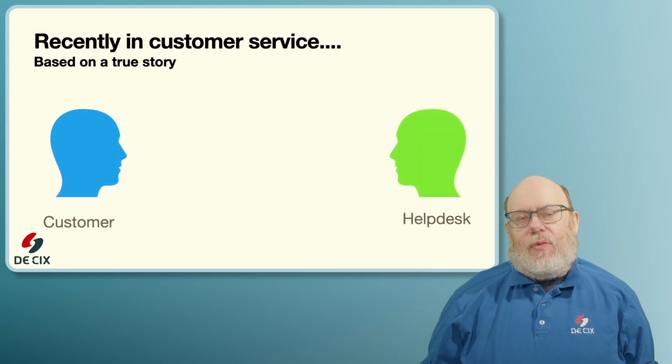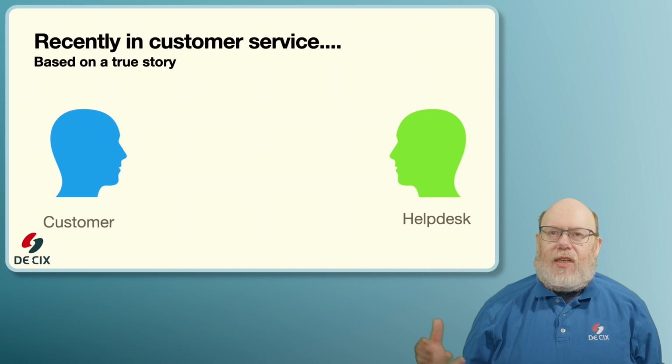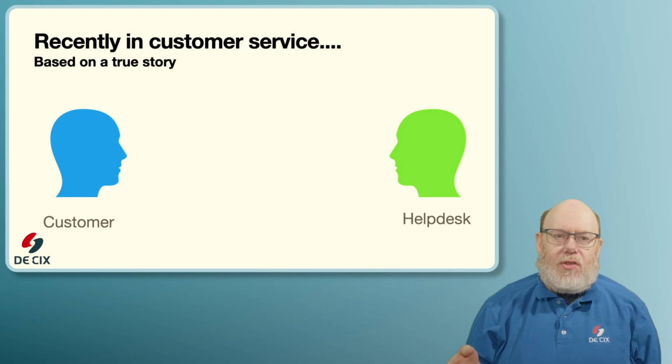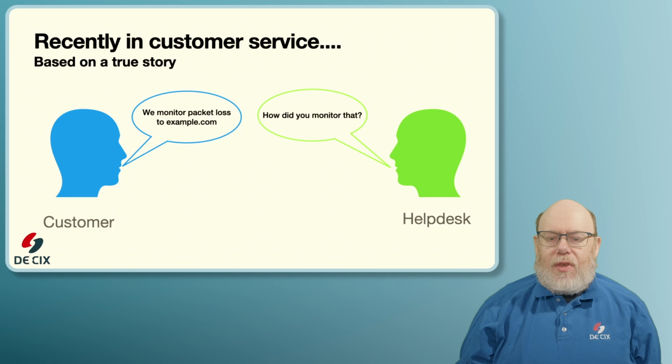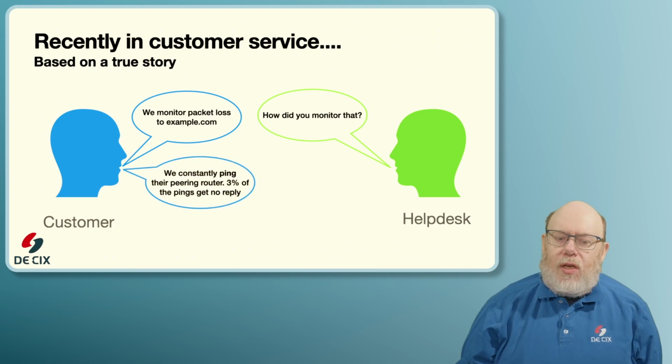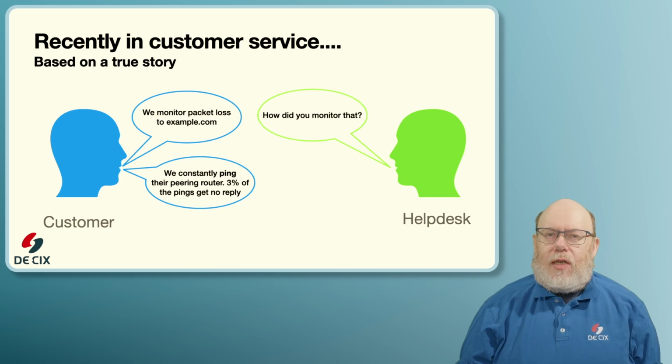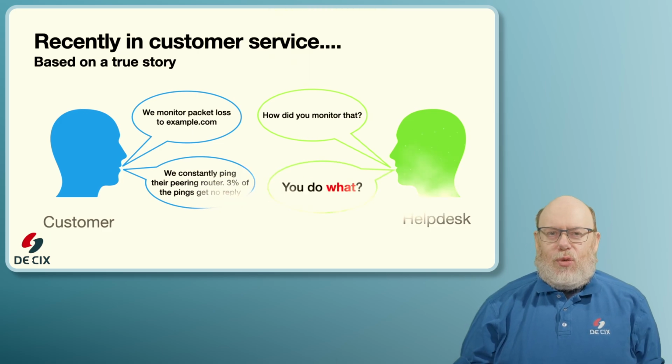My history was also customer support. I was working in customer service at DE-CIX, and the following dialogue, well, it didn't happen literally, but similar things did happen in customer service. So a customer calls and says, hey, we monitor some packet loss towards any target, anybody else in the network. And the help desk asks back, hey, how do you monitor this? How do you monitor the packet loss? And the customer says, well, we constantly ping their peering router and we see about 3% packet loss. You do what?